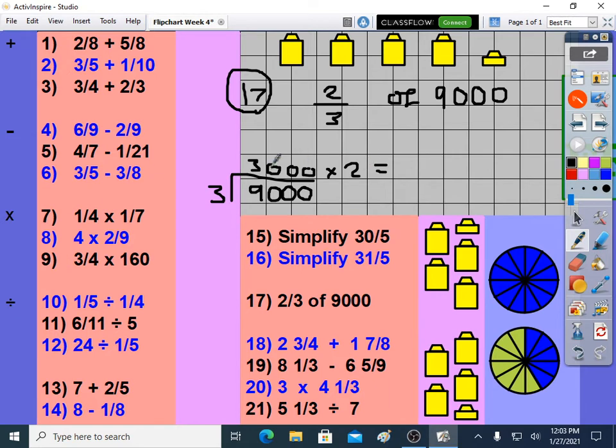3 times 2 is 6, place 3 zeros. It's 6,000. The answer is 6,000. 2/3 of 9,000 is 6,000. Just in case you want to know, 1/3 would be 3,000. 2/3 would be 6,000. 3/3, the whole thing, would be 9,000.